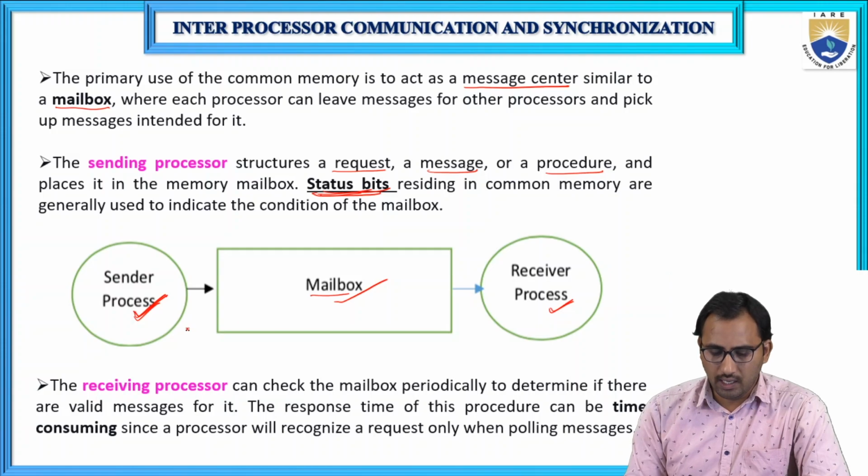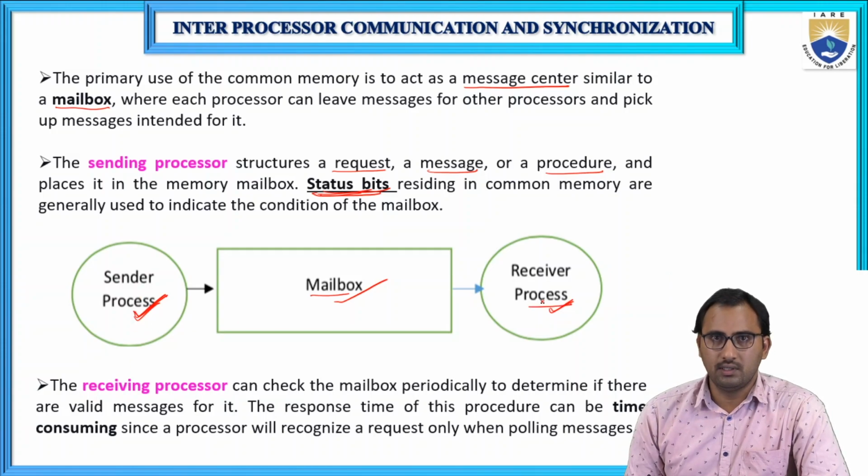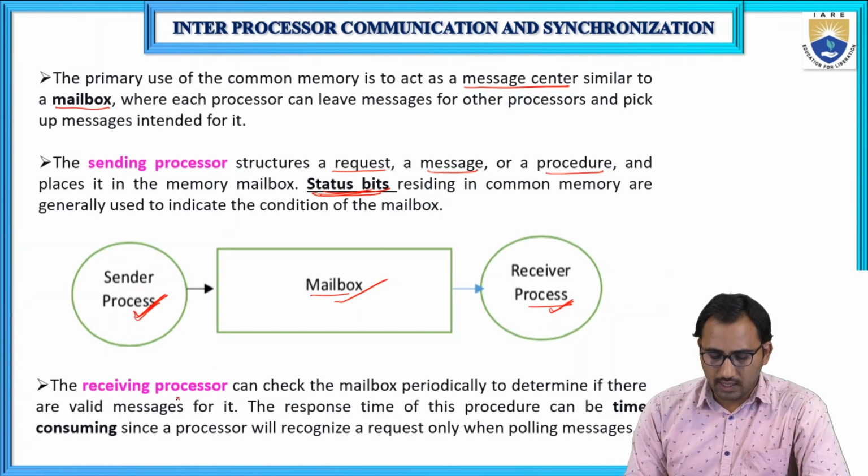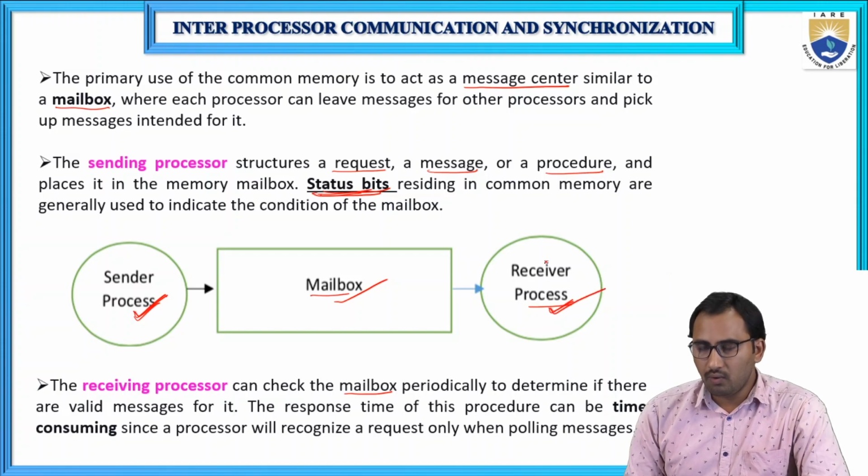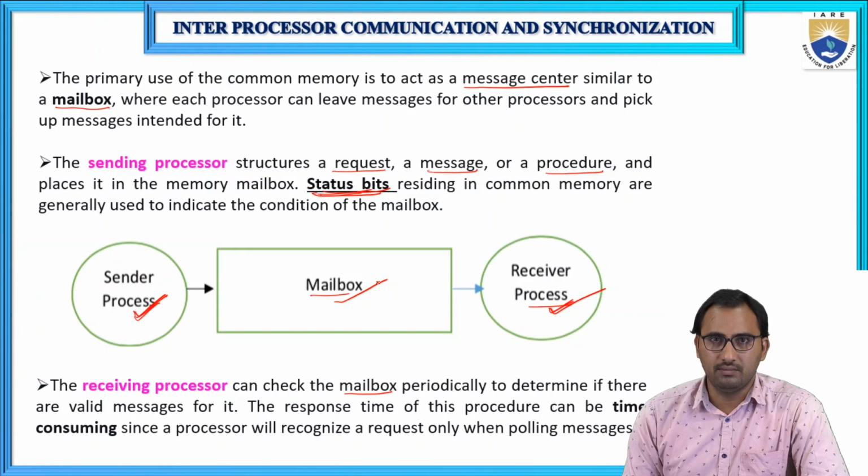Now, coming to the receiver processor: it can check the mailbox periodically to determine if there are valid messages for it. The receiver process checks the status bits which are available in the mailbox.